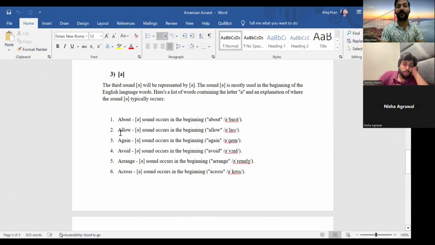So the first letter A in the word allow isn't the second sound of the letter A, but it is the third sound of the letter A, and it is like allow. Allow me. Allow me. Very good. Good job. Let's move to the third example right now.